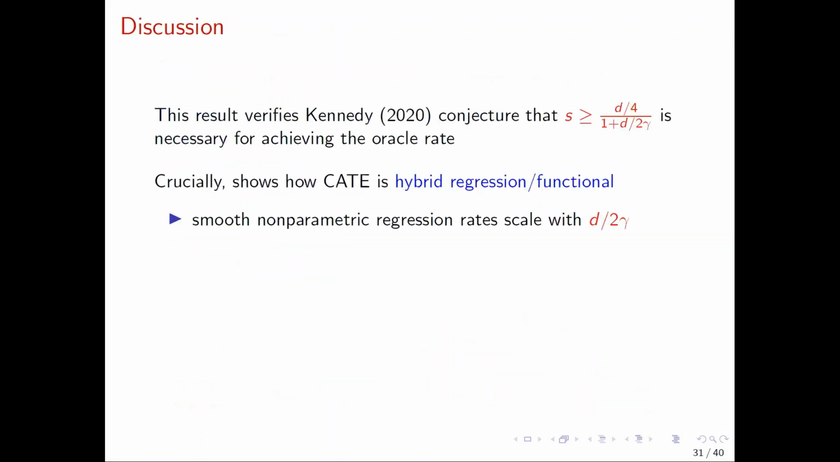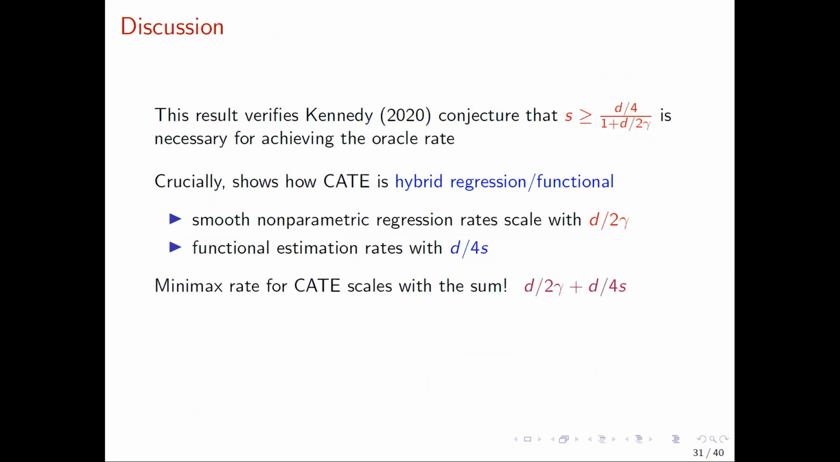The main thing about this rate is it's very clearly a mixture of non-parametric regression rates and parameter estimation rates. Non-parametric regression rates scale with d over 2 gamma. That oracle rate for estimating the KATE scales with d over 2 gamma. Parameter estimation rates scale with d over 4s. And so this minimax rate for the KATE scales by the sum of these things.